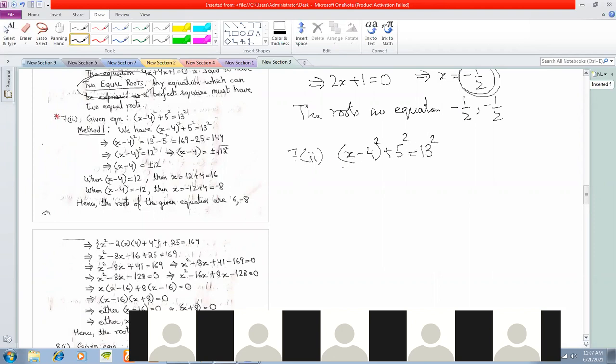There are two methods of solving. First is the direct method. Let's solve by direct method first. Method 1.